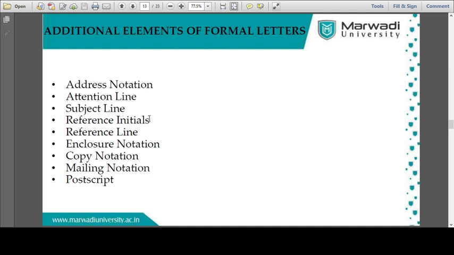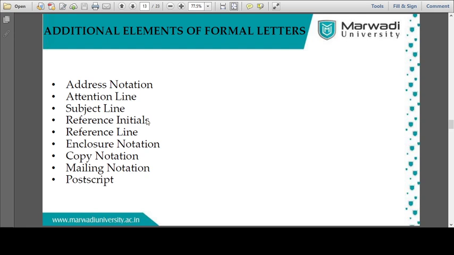And what we need to remember is that whenever we are writing an attention line, again I am telling you, it should be in capital letters, or you can say in bold letters. It is generally used when we need to draw the attention of a particular person, or particular department.